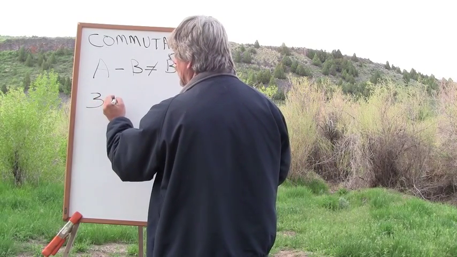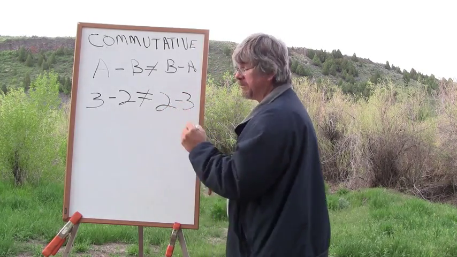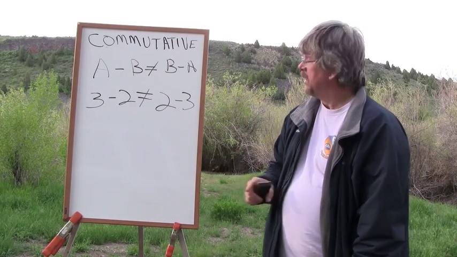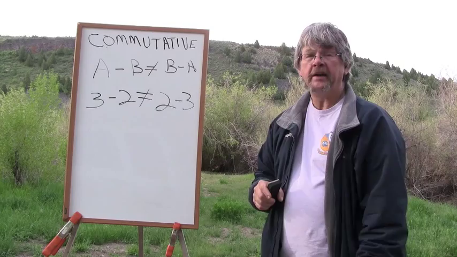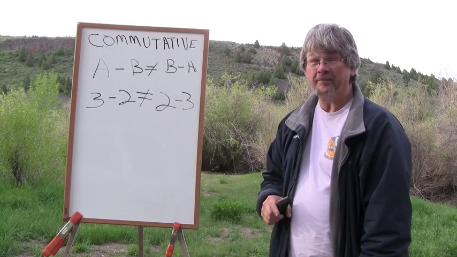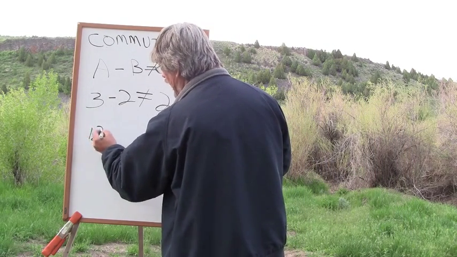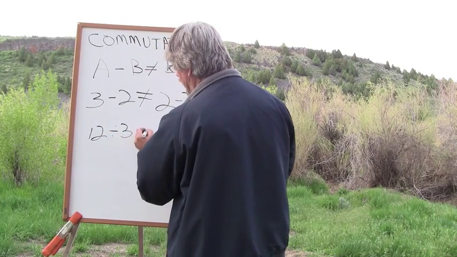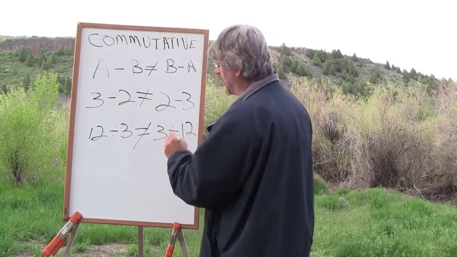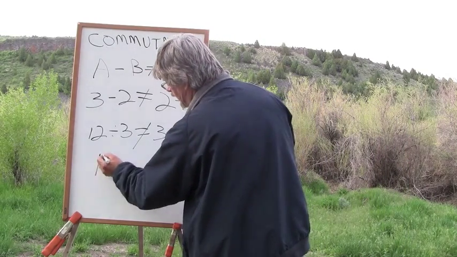3 minus 2 is not the same thing as 2 minus 3, is it? In this instance, 3 minus 2 is 1. But in this instance, 2 minus 3 is negative 1, and 1 does not equal negative 1, right? You can see that. Also, 12 divided by 3 does not equal 3 divided by 12. Those two are not the same. You can see that very clearly.